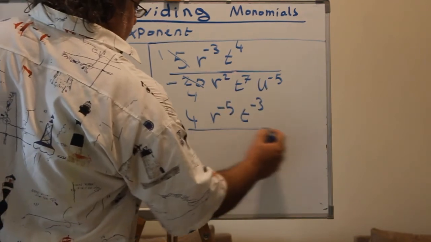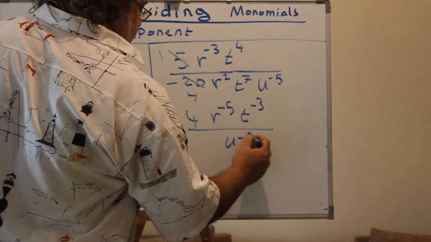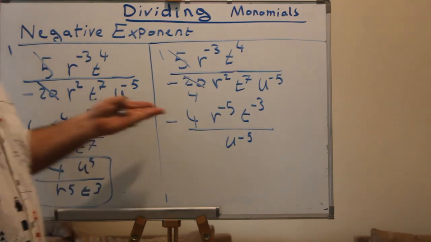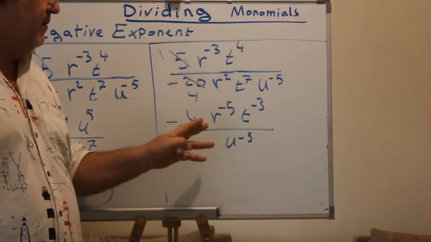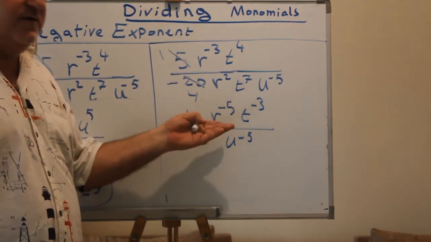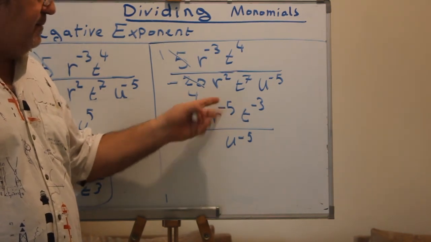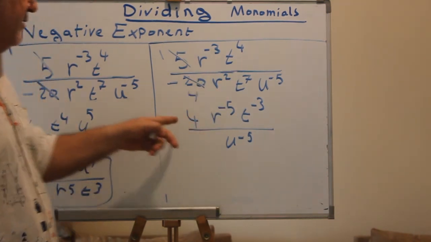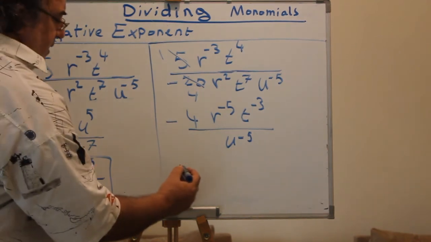Over u to the power negative 5. Now everything is positive, I did the division. So everything negative, put it as a reciprocal. If it is up, bring it down, and if it is down, bring it up. So what will be the answer? Minus 4.